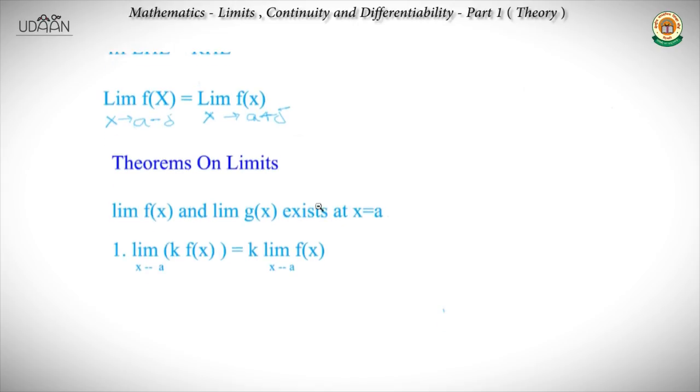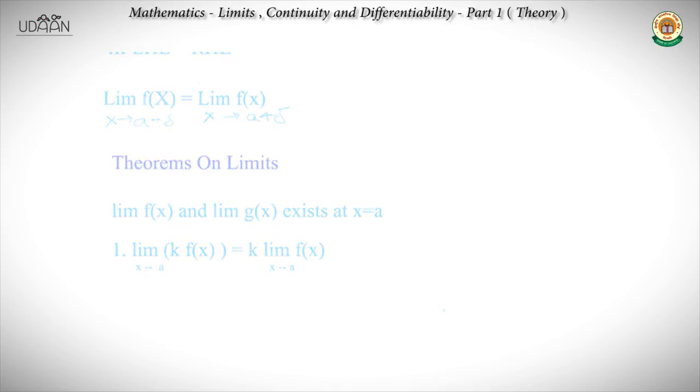Moving ahead, I'd like to introduce you to the theorems on limits, which will help you a lot in solving questions. So first we'll consider that limit f(x) and limit g(x) exist at x tends to a. The first theorem is limit x tends to a, k times f(x) equals k times limit x tends to a f(x). Here k is a constant value, so we can take it out of the bracket.